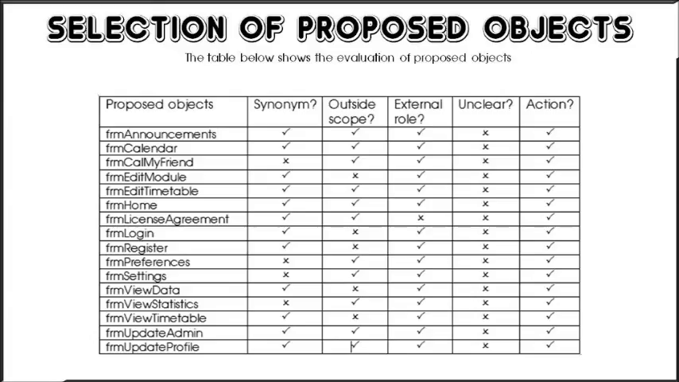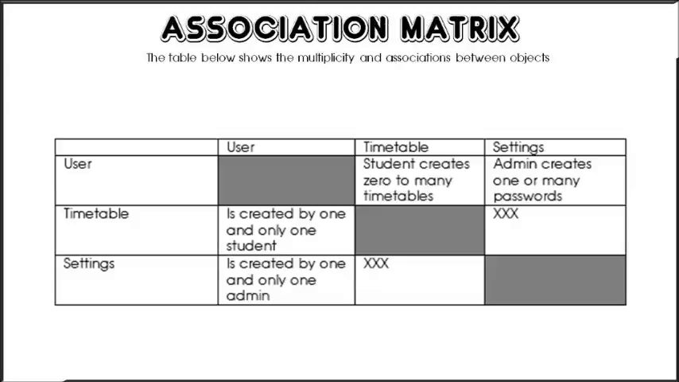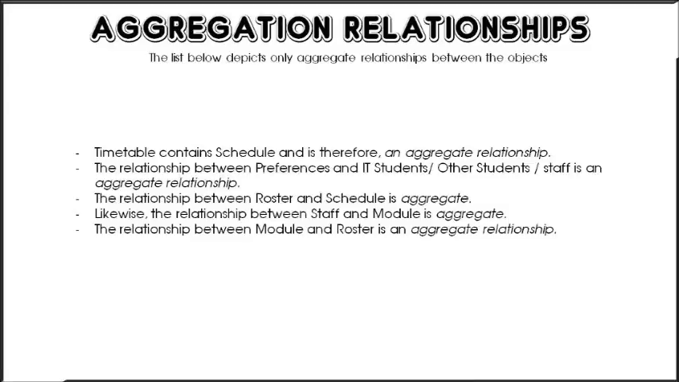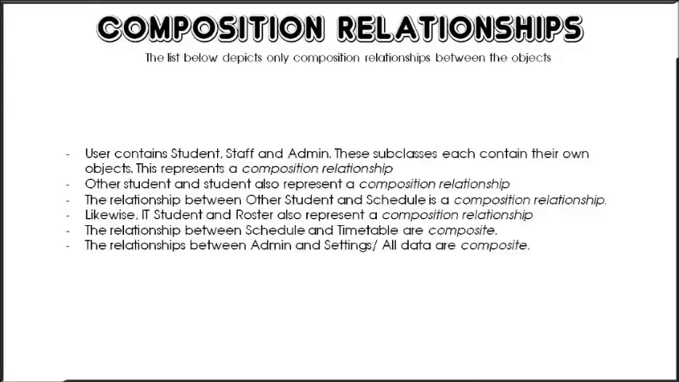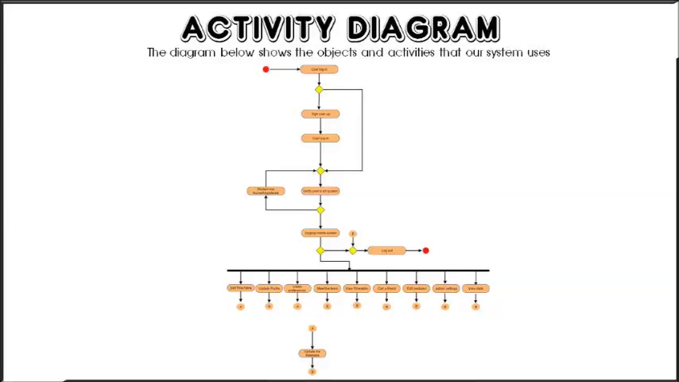This is a selection of the potential objects. Here we have our proposed objects. This is our association matrix. This is our generalization and specialization relationship, aggregation relationships, composition relationships. Here we have our class diagram. This is our activity diagram.